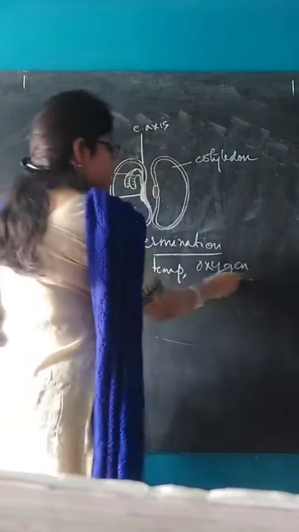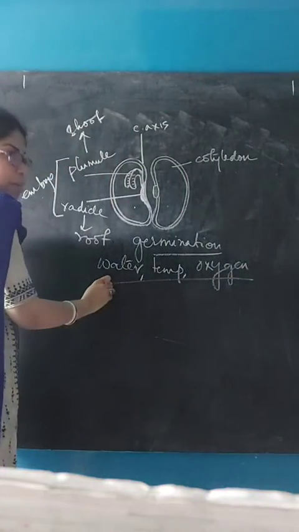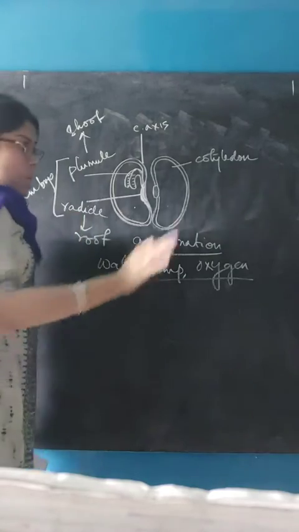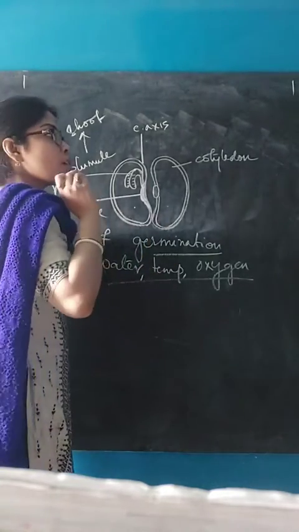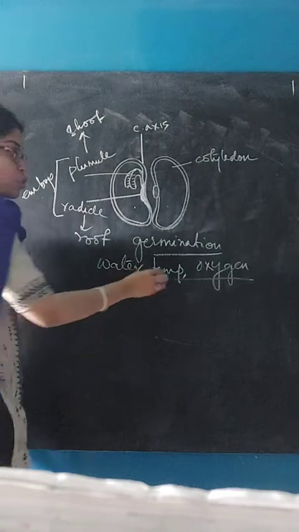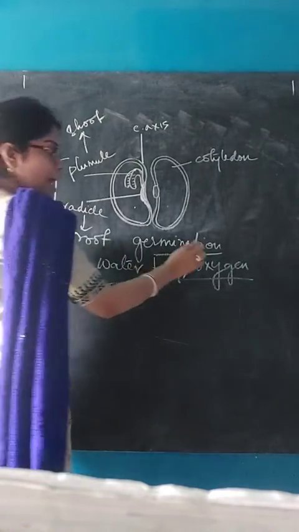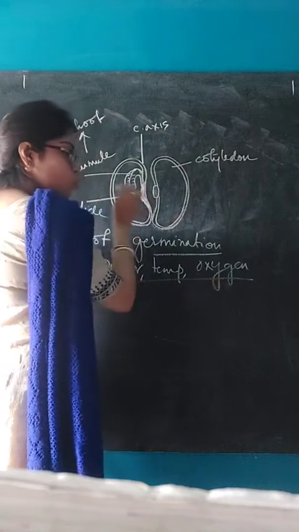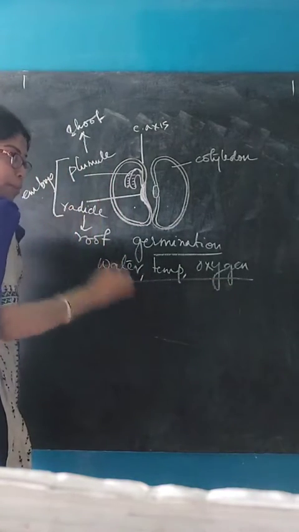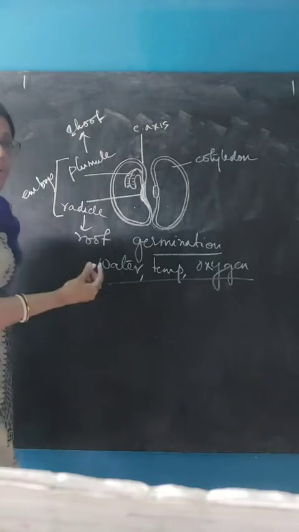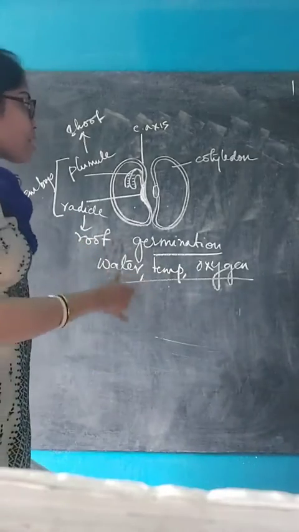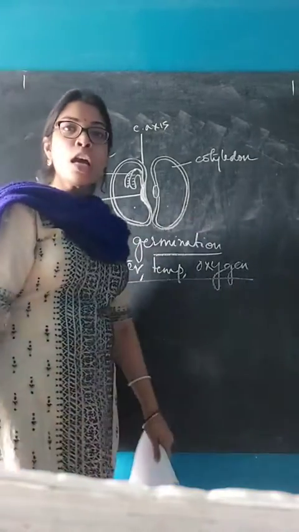So if all the requirements are proper, meaning not extreme high or extreme low temperature, a suitable amount of water or moisture, and oxygen is given to a sleeping or dormant embryo, it will wake up from its dormant or inactive condition and become active, and then start to grow into a new plant.